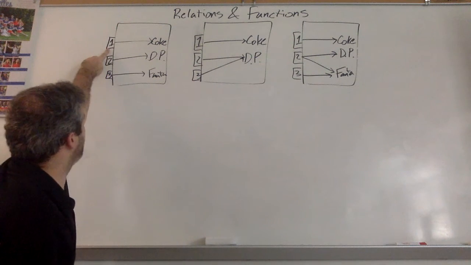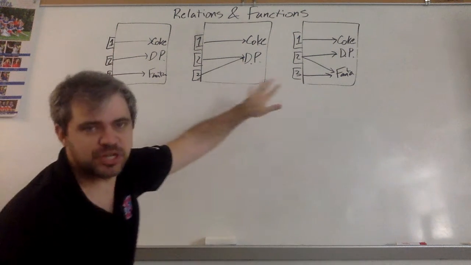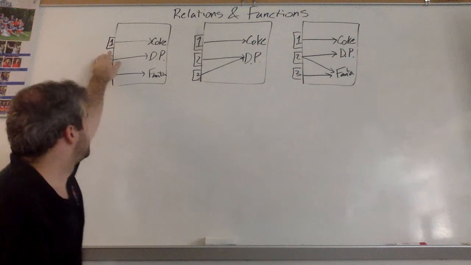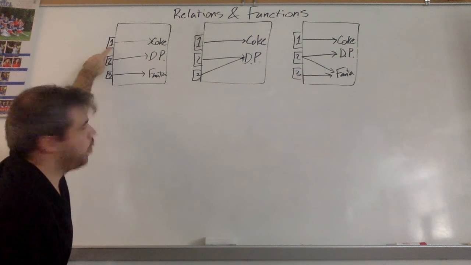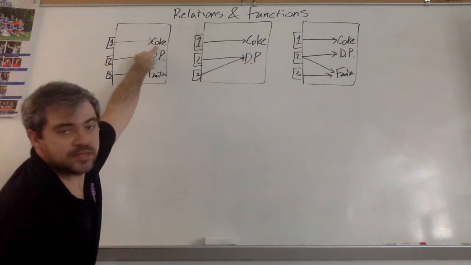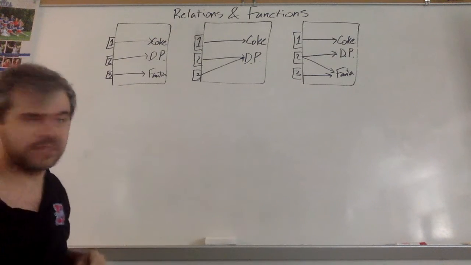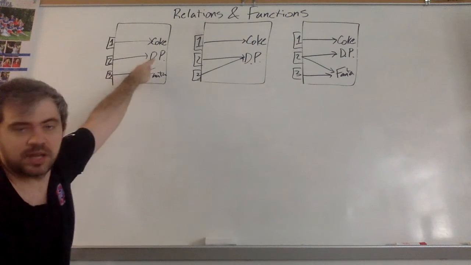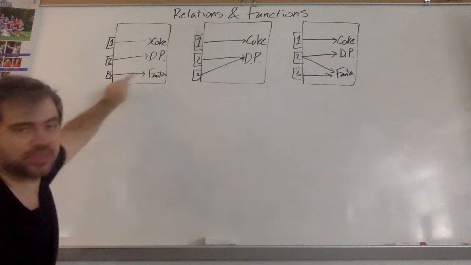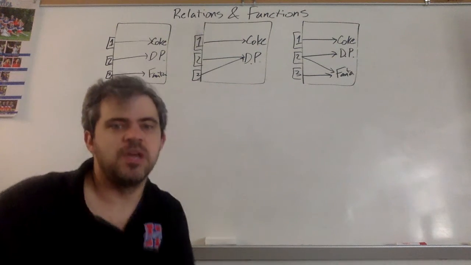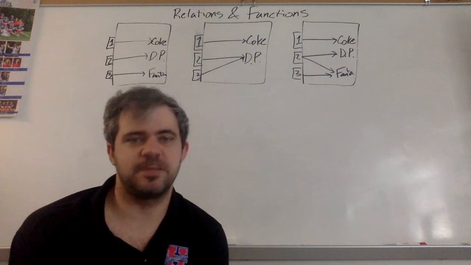So, we've got three vending machines here. And in this vending machine, if you pick a one, you get a Coke. If you press the one button, you get a Coke. If you press the two button, you get a Dr. Pepper. If you press the three button, you get a Fanta. So pretty typical vending machine.